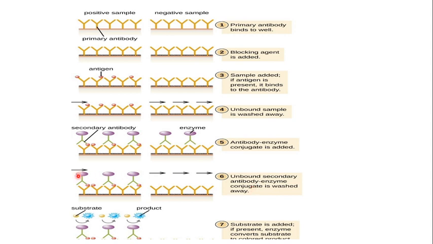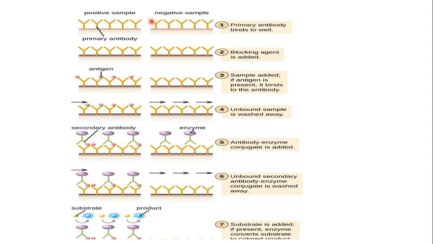When the secondary antibody has bound and you add the substrate, the enzyme is going to act on it, and that is going to give you a colored product. So the production of color usually indicates that the sample is positive. Now let us focus on the negative results.